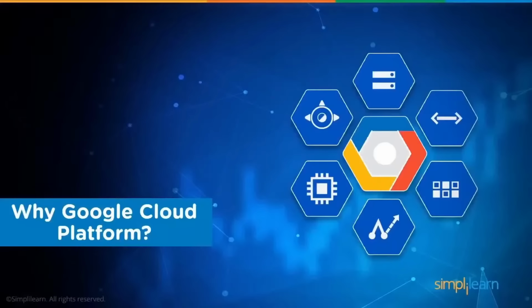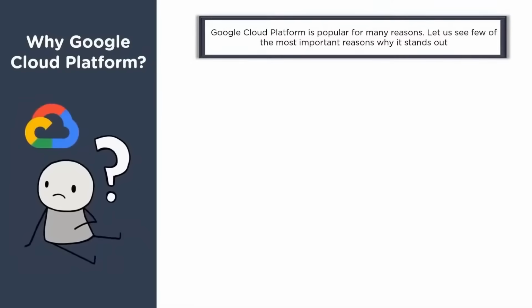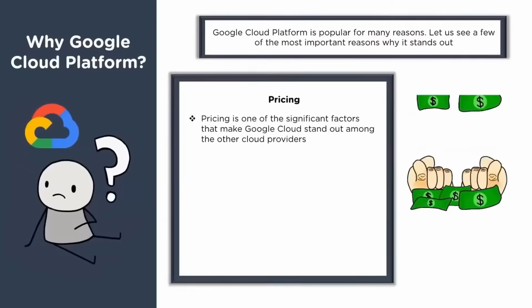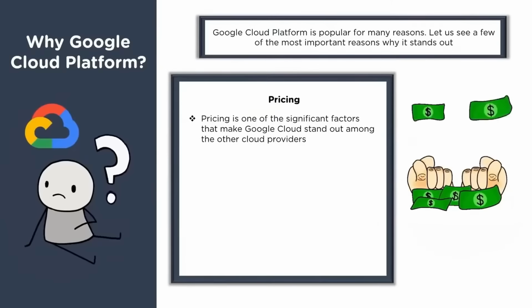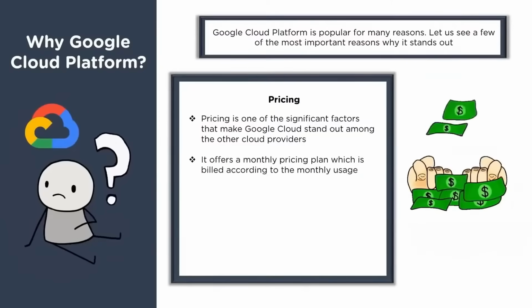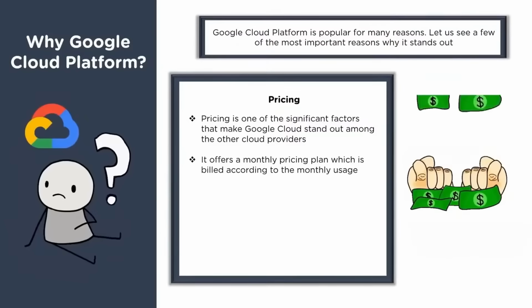Now, coming back to our Google Cloud Platform, let's understand why Google Cloud Platform. Google Cloud Platform is popular for many reasons. Now, let us see a few of the most important reasons why it stands out. When you talk about pricing, pricing is one of the significant factors that make Google Cloud stand out among the other cloud providers. It offers a monthly pricing plan, which is billed according to monthly usage.